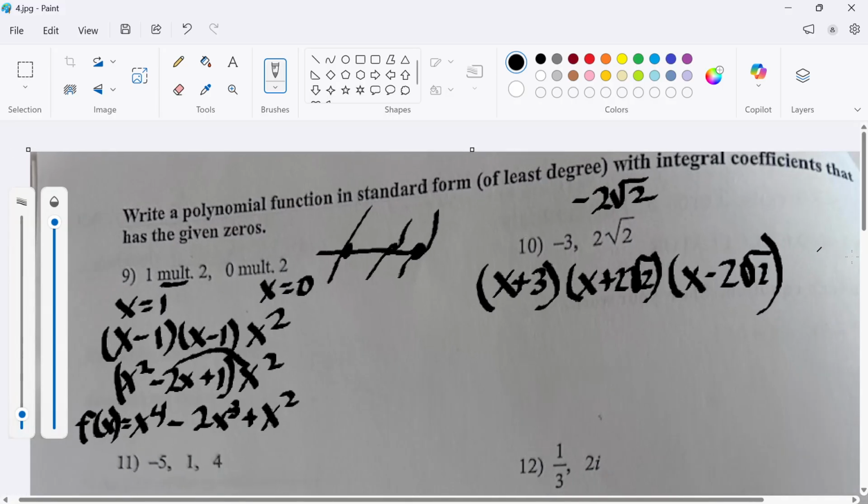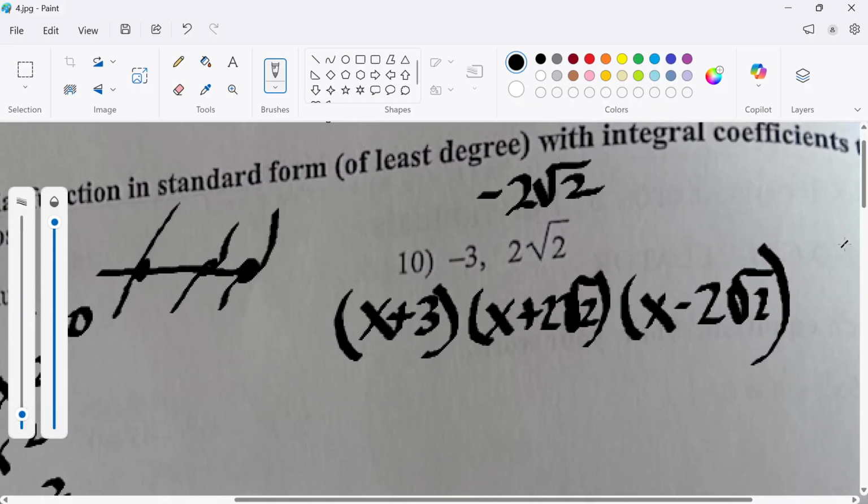And I'll do the second pair first because the middle term is going to go away. x squared plus 2 square root of 2x minus 2 square root of 2x. Those cancel out. 2 square root of 2 times negative 2 square root of 2 is negative. 2 times 2 is 4. Square root of 2 times square root of 2 is 2. I wrote 2 there instead of 4. 2 times negative 2 is negative 4. Square root of 2 times square root of 2 is 2. 2 times 4 is 8. So it's x squared minus 8.